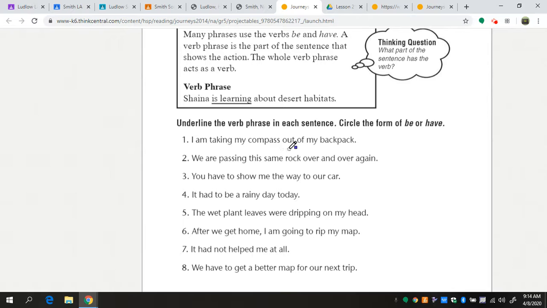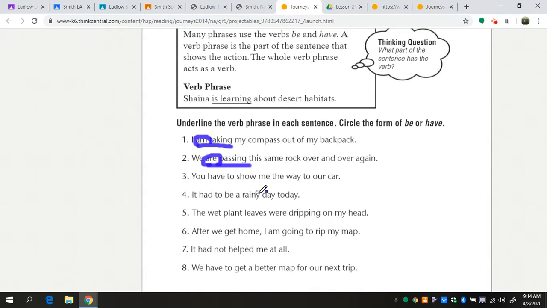Number one, I am taking my compass out of my backpack. Well, my verb phrase is am taking, and am is my form of be or have. Number two, we are passing this same rock over and over again. Are passing is my verb phrase, and are is my form of be or have.